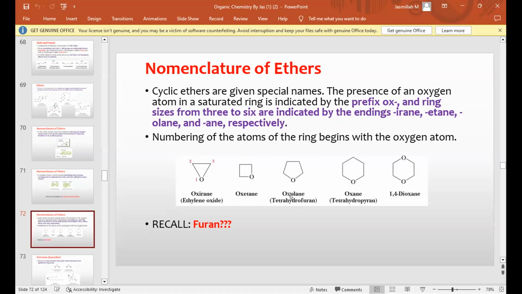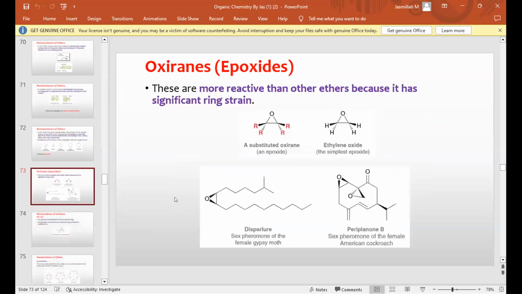But we see now we have these compounds that already have common names, like this one, which is known as tetrahydrofuran. Then when it's a 6-membered ring, tetrahydropyran. All of these names are correct, and we can use both of them to name these compounds. And then we have oxiranes, which are these 3-membered rings.